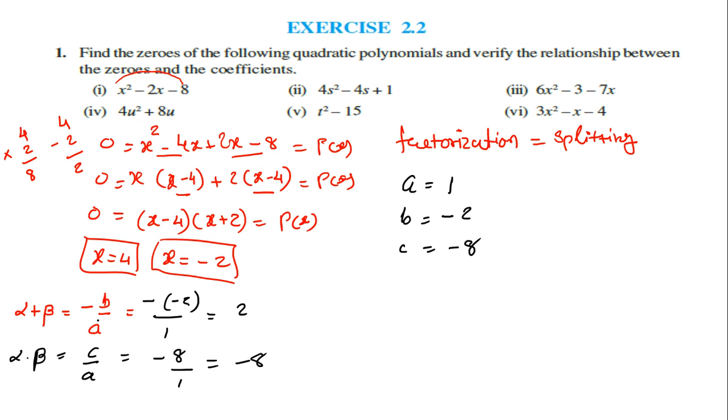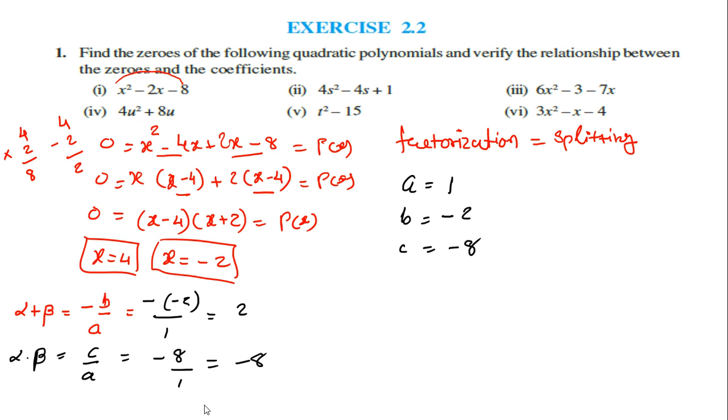So alpha plus beta means sum of zeros should be 2. Now if you verify, up to here if you write, 2 marks you will get, this is your answer. And finally in descriptive terms, it means in one sentence you have to write the final answer.